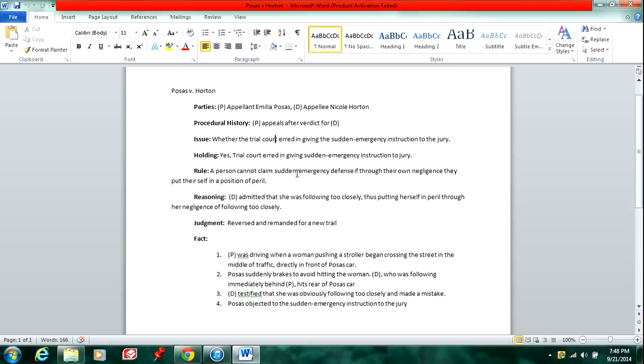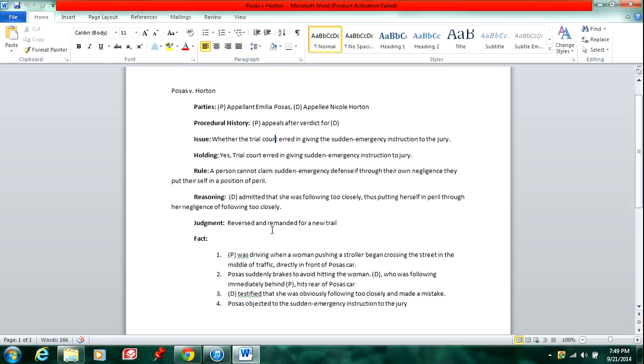peril. Their reasoning, so you're going to want to go through how the court came to their decision, from the issue to the rule. Then you have the reasoning, and that's how you get the holding, and then finally the judgment. So the reasoning is defendant admitted that she was following too closely, thus putting herself in peril through her negligence of following too closely. If she put herself in peril, the sudden emergency defense is not valid. That brings us to the judgment, which is reversed and remanded for a new trial.